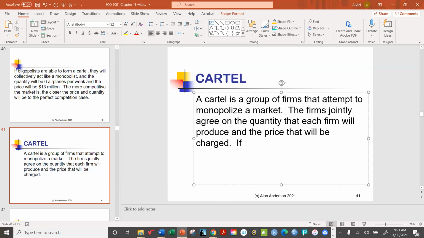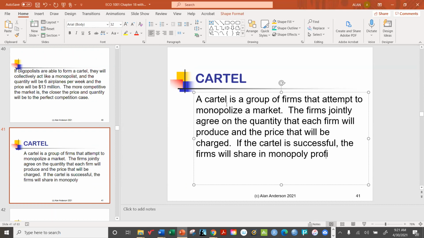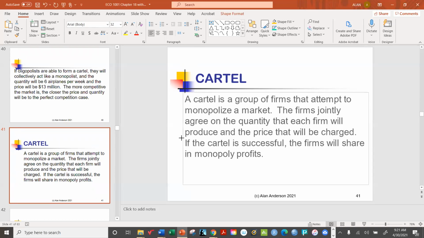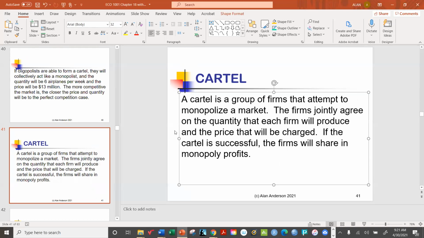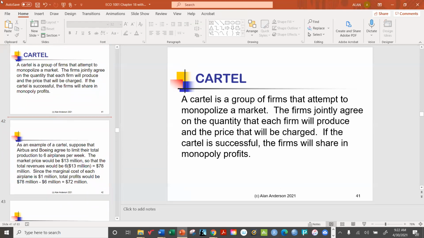If the cartel is successful, the firms will share in monopoly profits. Okay, if the firm is successful, if they're able to pull this off, they'll essentially be splitting up monopoly profits. It'll be as if there were a monopoly, but they're splitting up the profits among themselves.